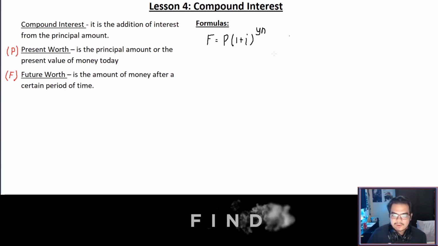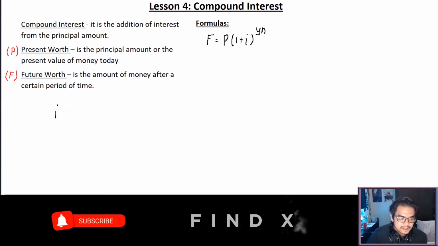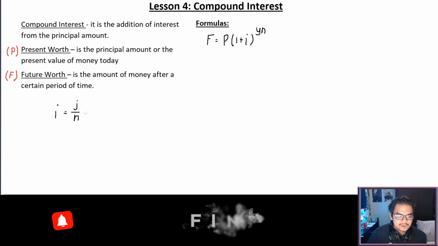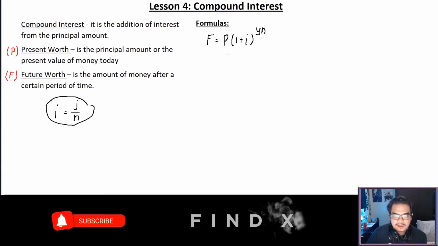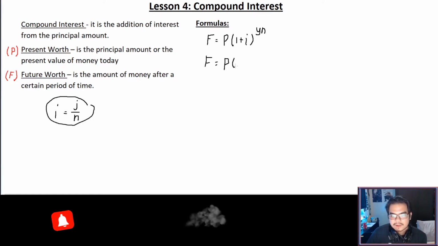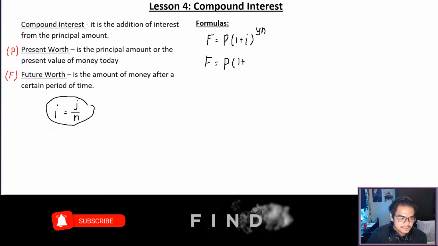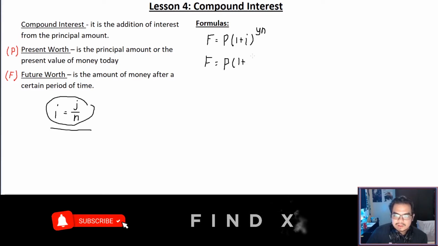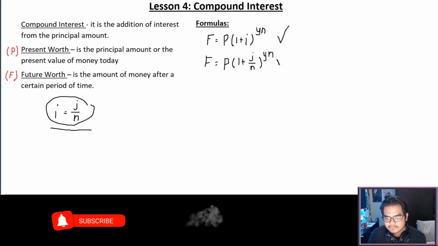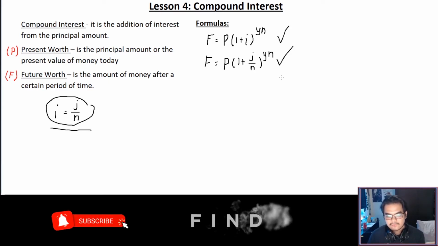Let's remember that i, the interest rate, is also equal to j over n. Substituting this here, we can also have F equal to P times 1 plus j over n, raised to yn. We can use the first formula if the given is the interest rate, and this one if the given is the nominal rate of interest.